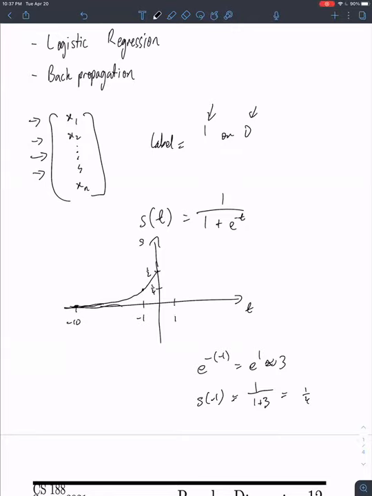What about when it's 1? Well, then e to the minus 1 is 1/3. So S of 1 is 1 on 1 plus 1/3. So if you multiply top and bottom by 3, that's 3 divided by 3 plus 1. So that's 3/4.